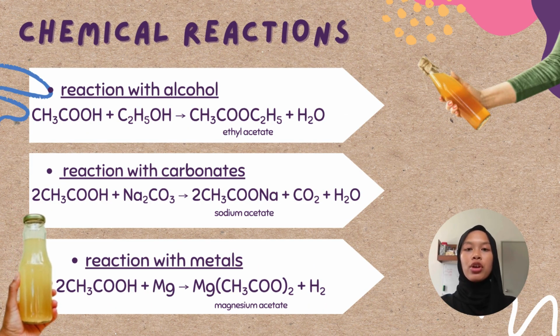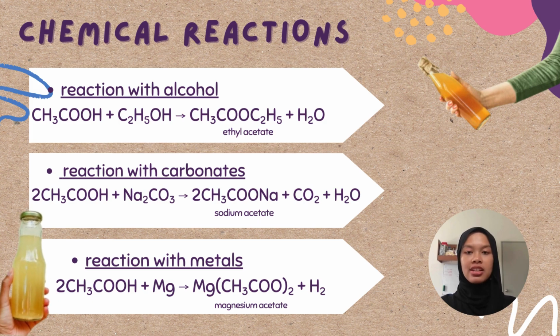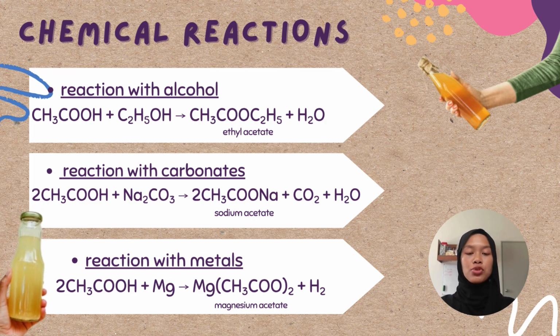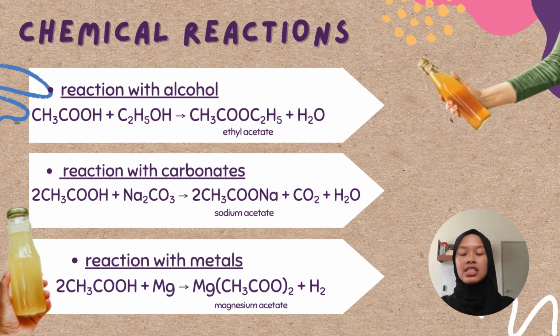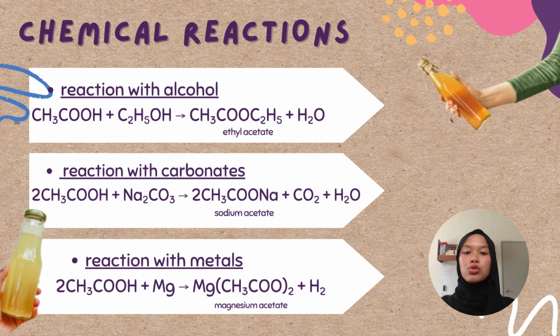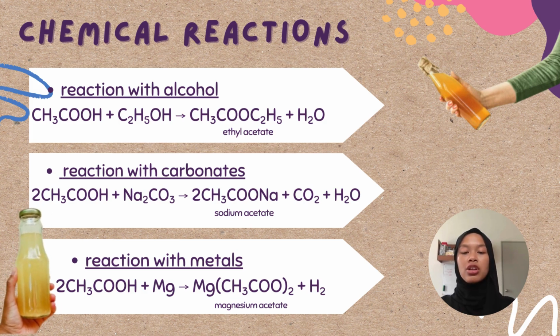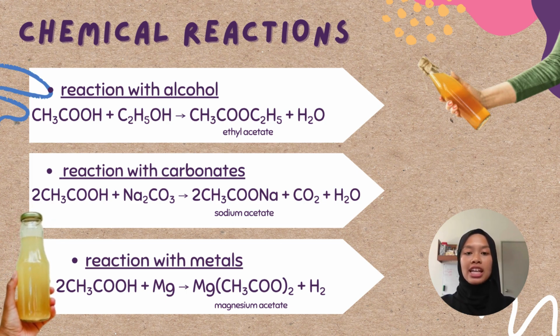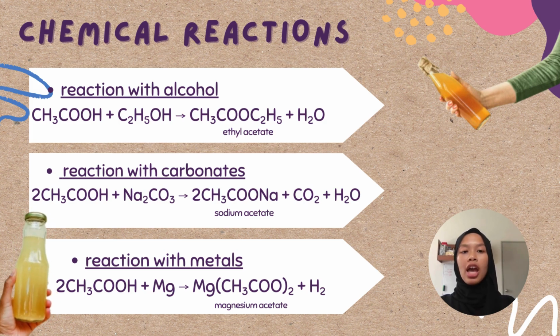So now, we move on to chemical reactions of acetic acid. Firstly, we have the reaction of acetic acid with alcohol. This reaction will produce esters and also water. For example, acetic acid reacts with ethanol to produce ethyl acetate and water. Secondly, we have the reaction of carbonates with acetic acid. This reaction will produce acetate salts, carbon dioxide, and also water. For example, acetic acid reacts with sodium carbonate to produce sodium acetate, carbon dioxide, and also water.